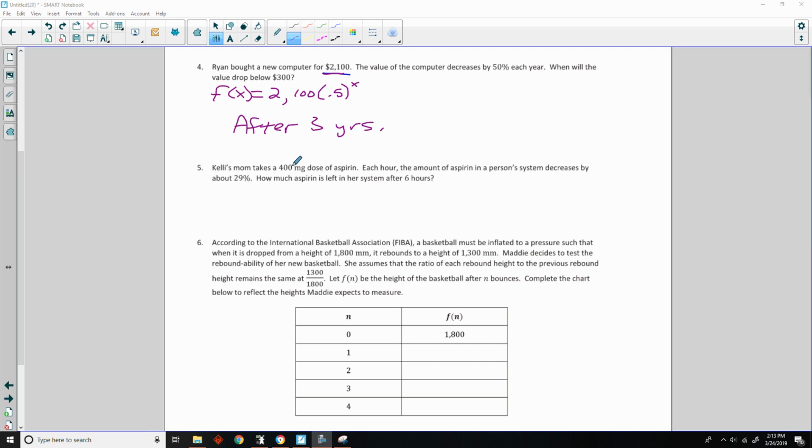Okay, number 5. Kelly's mom takes a 400 milligram dose of aspirin. Each hour, the amount of aspirin in a person's system decreases by about 29%. How much aspirin is left in her system after 6 hours? So the first thing I'm going to do is take 100% minus the 29%, and that's going to give me 71%. Each hour, 71% is remaining.